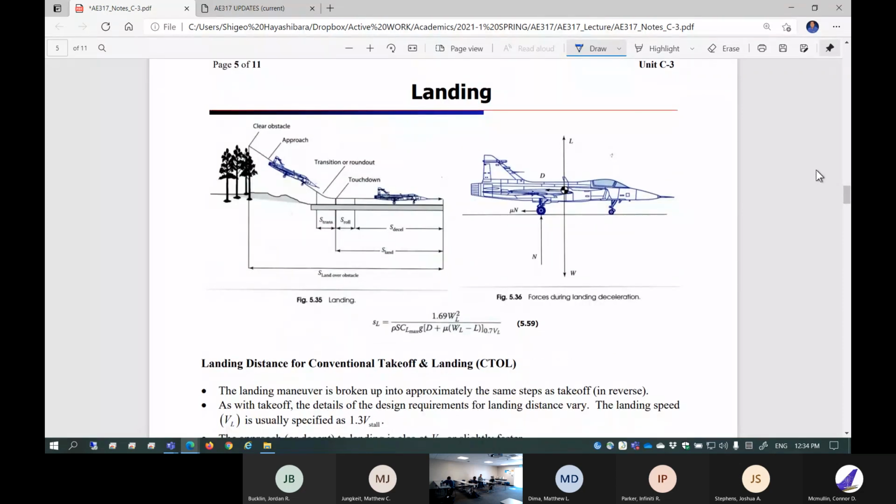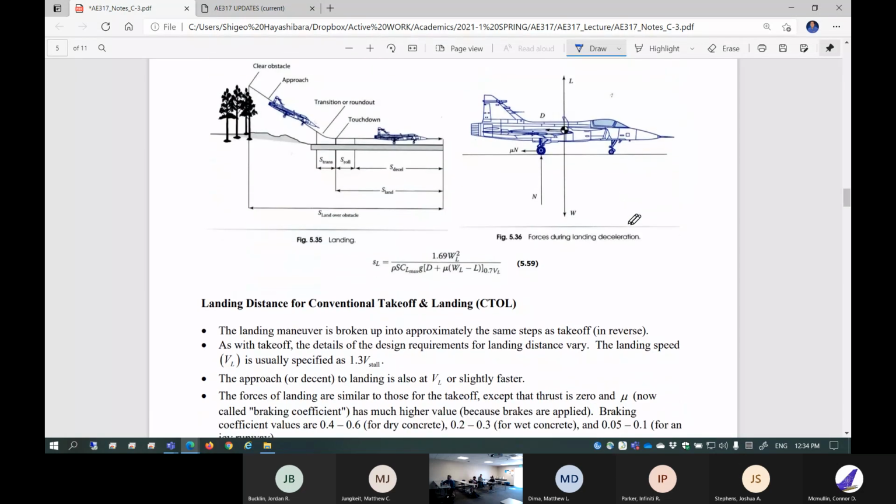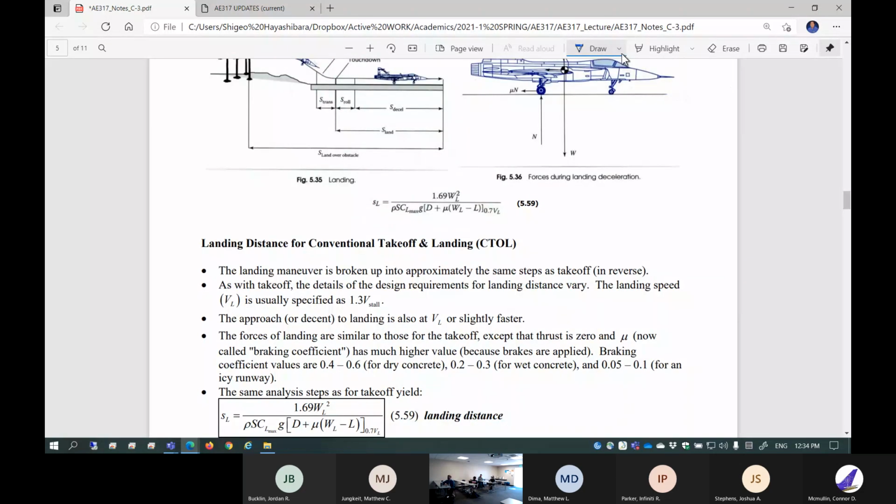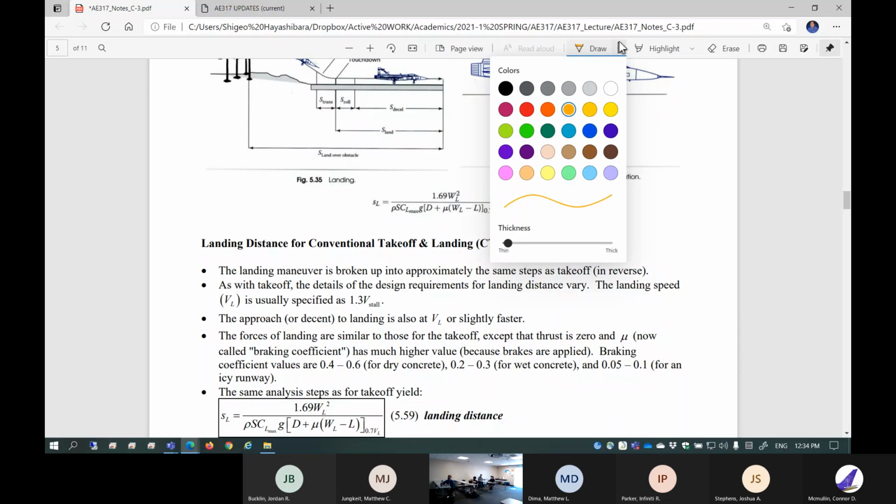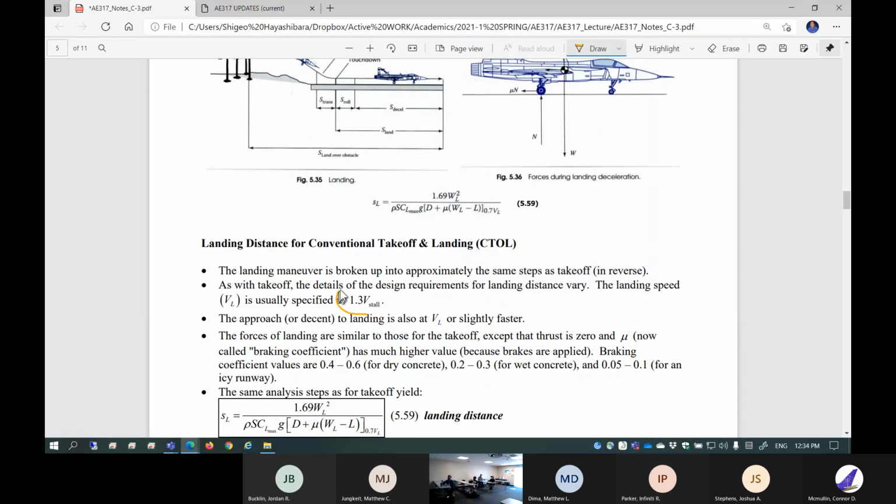So next page is landing. Of course, like I said, with landing, everything is the same. It's just the opposite direction. You're going to slow down, safely touch down, and decelerate to zero speed. And then only one difference here, I'm going to emphasize, only one difference is this.